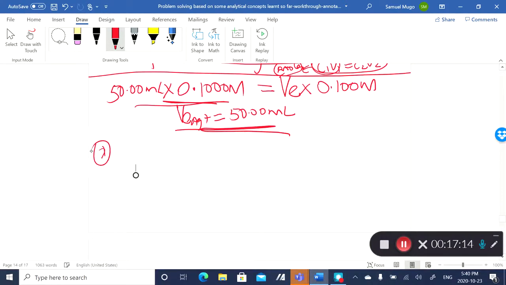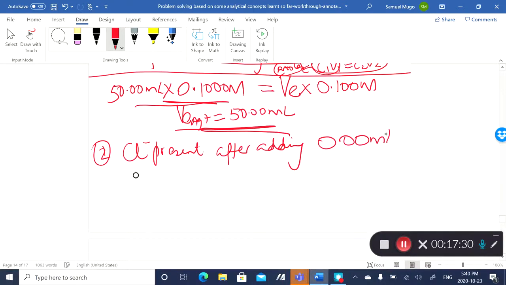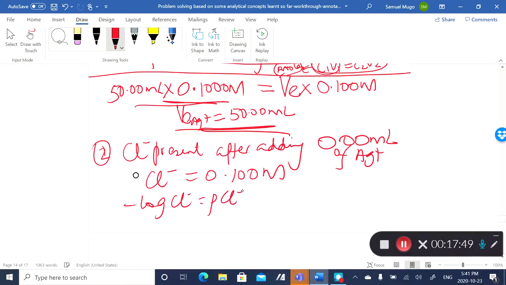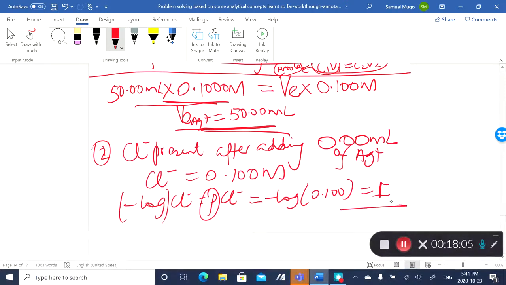So the next step then is to calculate the chloride present, and this one is a bit trivial, after adding 0.00 ml of the titrant. And of course, this one is trivial because you already know the chloride present initially is 0.1 molar. And so the negative log of chloride, which is pCl, remember that refers to the negative log, that's the symbol for negative log, is equal to the negative log of 0.1, which is equal to 1. Okay, so that is the pCl is equal to 1 at that volume.